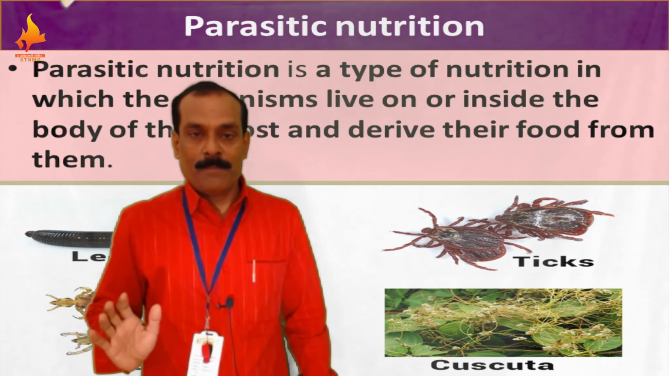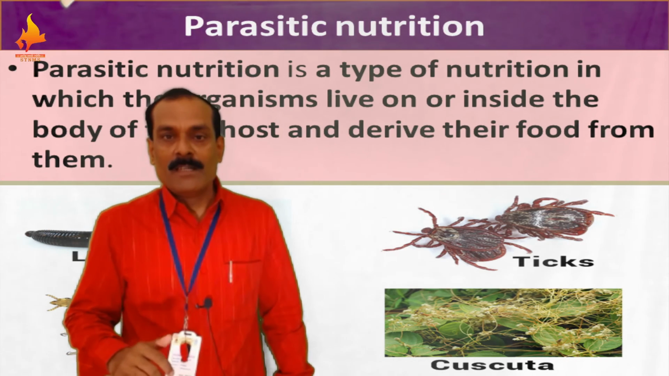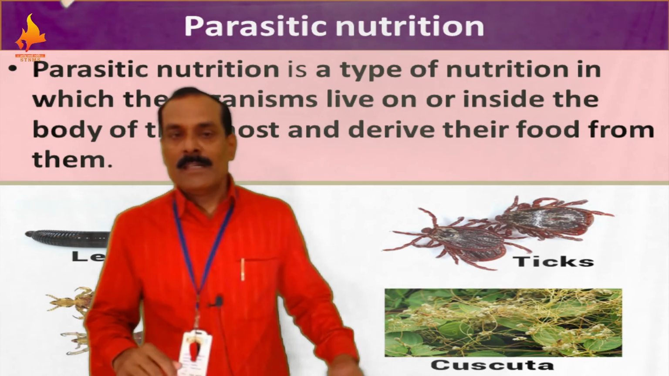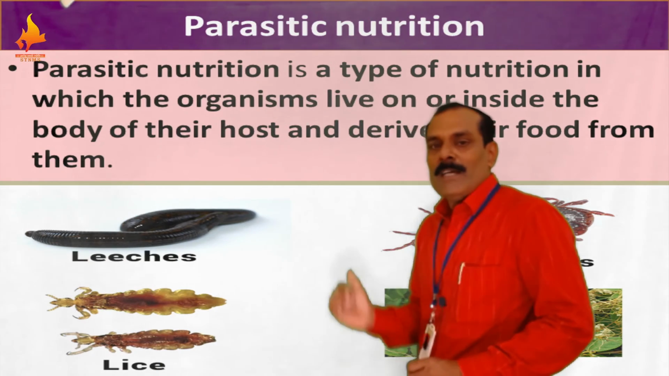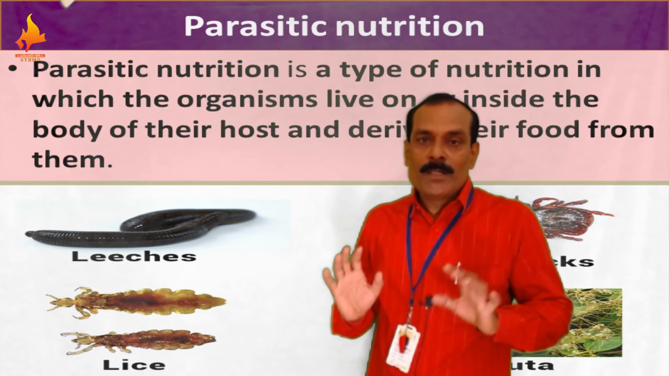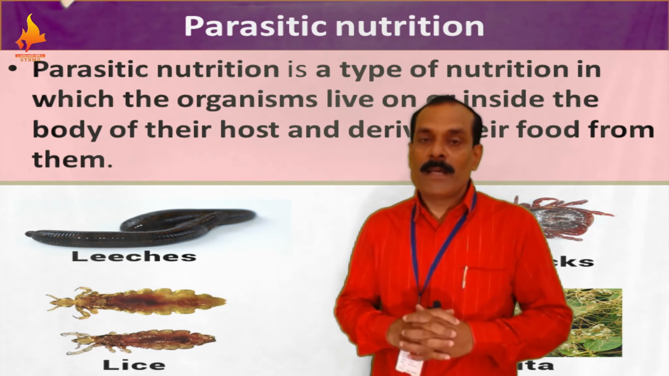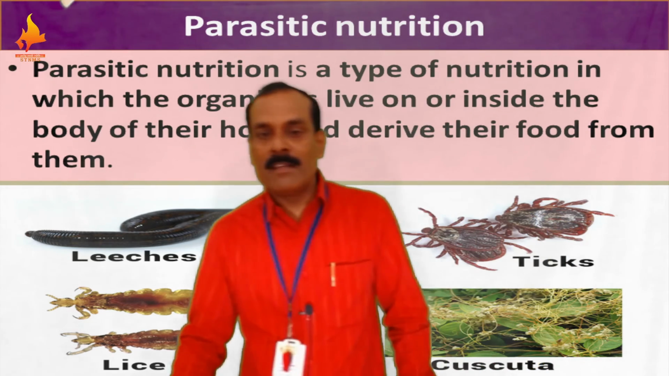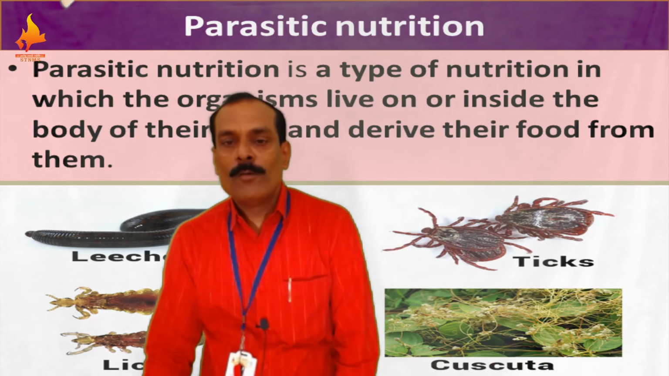So the parasitic nutrition is the mode of nutrition in which organisms derive nutrition from another living organism. Here you see organisms like the tick and Cuscuta. And on this side there is a leech and lice. So these are the parasites, and the organisms on which they are living we know as the host.